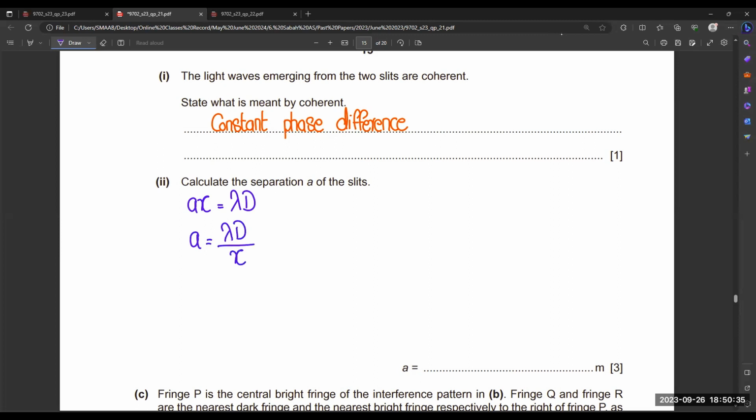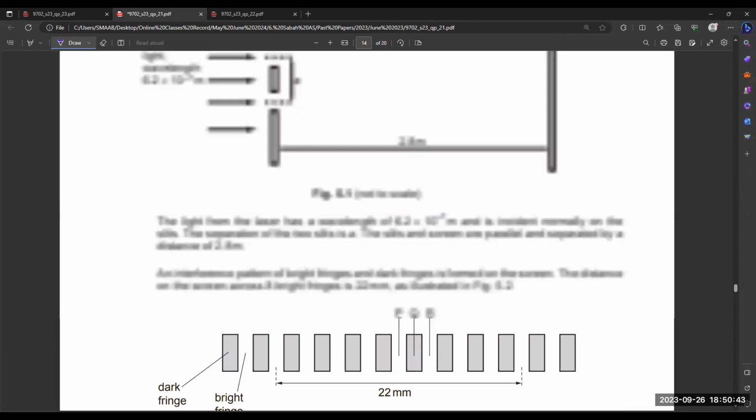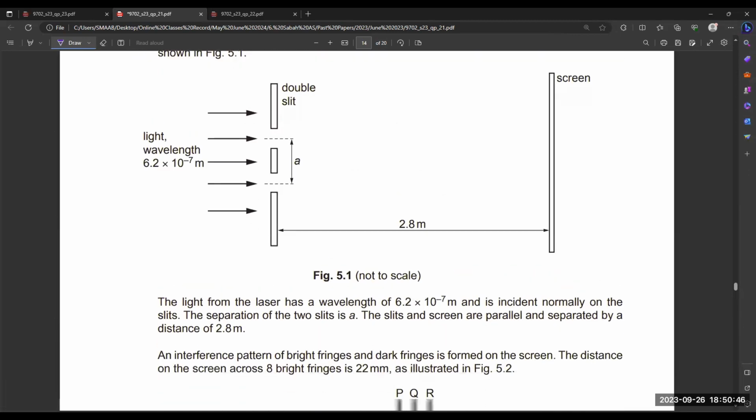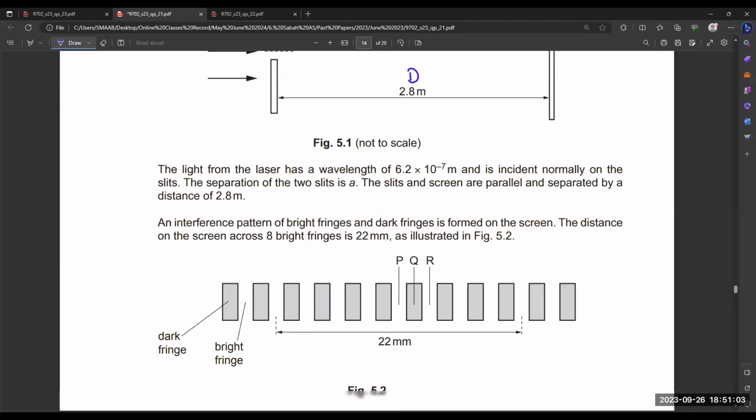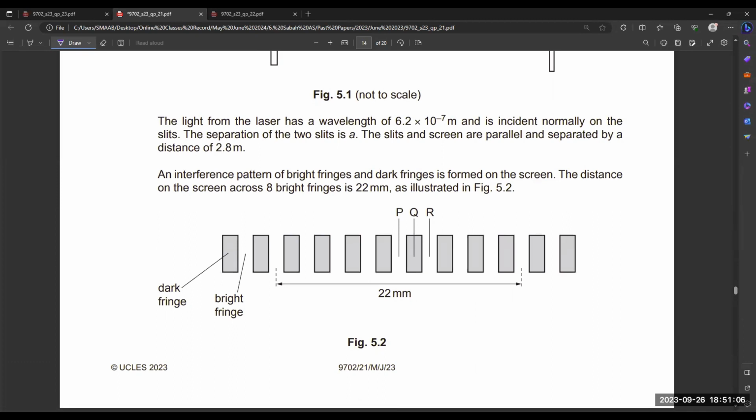So actually we have to find out the value of a, right? And if we mark the values from the diagram, the distance between the screen and the slits is equal to 2.8. This is capital D, right? And wavelength is given. a is unknown. And what about the value of x? You have to identify the value of x on your own, because in your diagram, they just show you this distance is equal to 22 millimeter.